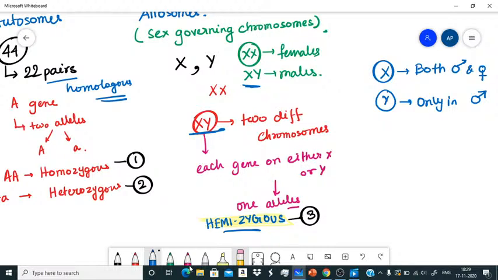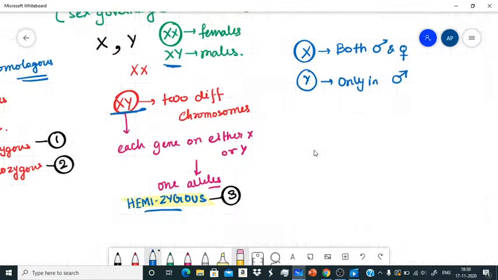Right. Now we have some characteristics which are known as holandric. What is that? There are certain genes on the Y chromosome. The Y chromosome has certain genes on it, right?